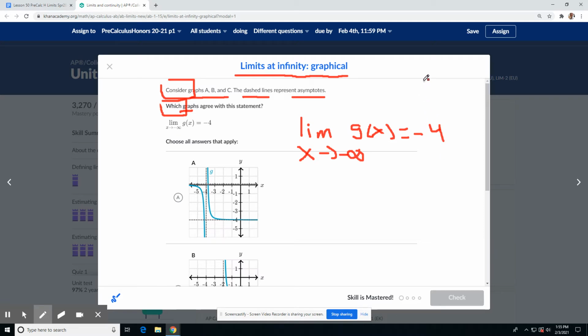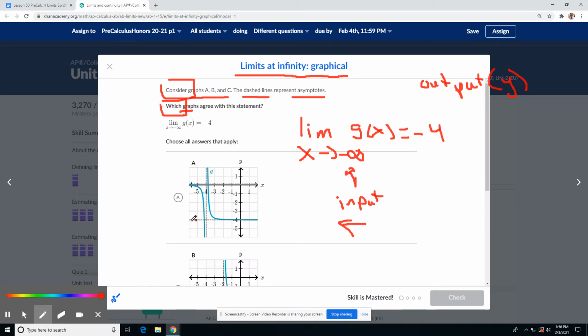So let me just remind you, this is our output or the y value, and this is where we're going. This is our input basically, but it's the idea of instead of going endlessly close to a number, we are going endlessly far. In this case, which direction do you think negative infinity is with regards to x? That is going this way. So as we go to the left to infinity, we're looking for an output of -4.